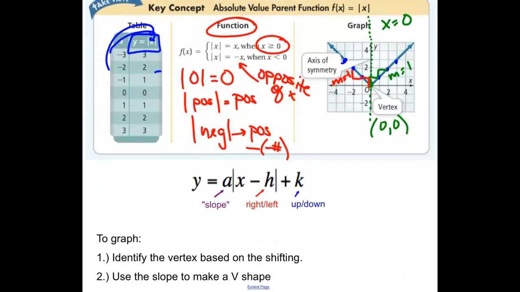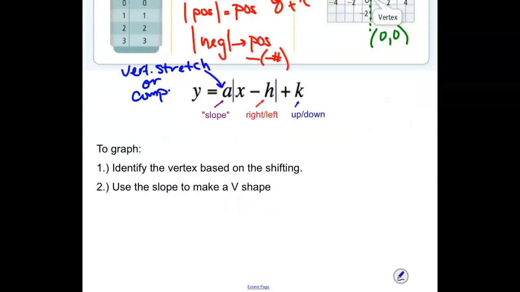All right, so how do we go about graphing these? Well, these transform just like all of the other functions that we've been talking about. So when we look at our a, h, and k values, our a, remember, is that vertical stretch or compression. Our h value moves things to the left and right, and our k value moves things up and down.